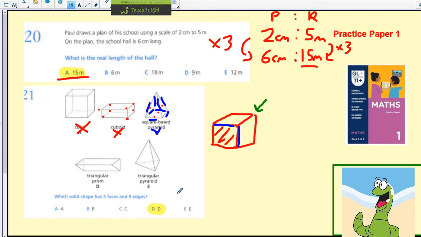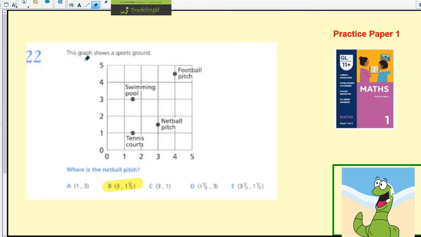So not that one. Triangular pyramid. 1, 2, 3, 4, 5, 6. Not that one. So let's check this triangular prism at the end. 1, 2, 3, 4, and the base 5. So that is 5 faces. That's looking good. And in terms of edges, we've got 1, 2, 3, 4, 5, 6, 7, 8, 9. So there is my answer D. And again with this one, I think scribbling, dotting, counting, however you do it, is the best way of doing it, and then just eliminating accordingly.